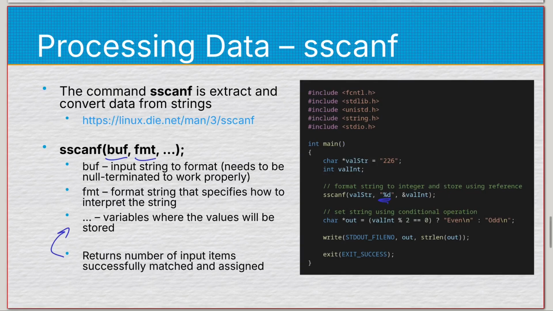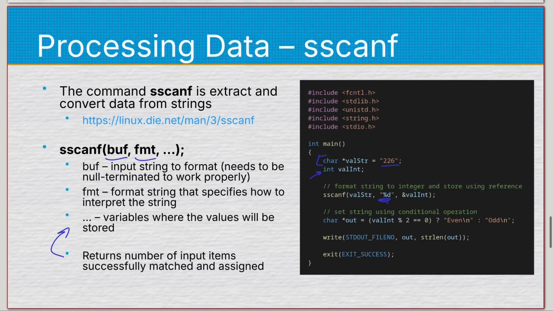So if I look at my code here, I have a char star valString of 226. I'm just initializing a string of 226 directly right here. If I wanted to, I could use a command line argument and take this value in from the user. Perfectly fine. For now, I'm just doing a simple static string because it's pretty simple to work with. The next thing I do is initialize an empty integer. I call it valInt, so value integer.